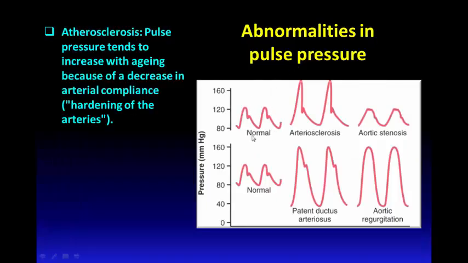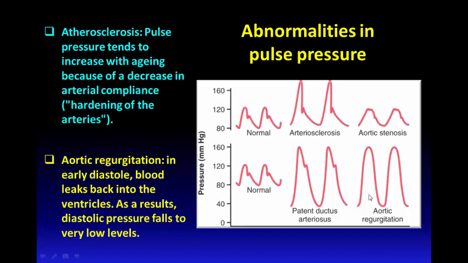This is the pulse pressure in a normal subject, and this is the pulse pressure when there is arteriosclerosis or atherosclerosis, where there is hardening of the arteries and the arteries have less compliance. They cannot expand well to accommodate the stroke volume, so the systolic blood pressure would reach a higher value than in normal subjects. So in atherosclerosis and arteriosclerosis, pulse pressure tends to increase with aging because of a decrease in arterial compliance as a result of hardening of the arteries.